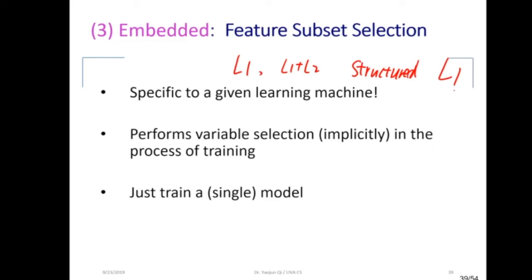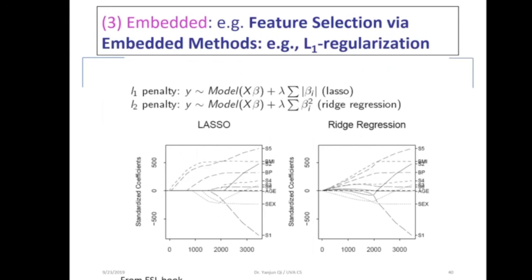If you're interested, I'm going to post a summary paper. Feel free to read it. It also helps with optimization. It has a lot of optimization background behind it. It takes some time to learn how to optimize this type of approach. So it's specific to that learning machine. It performs variable selection and prediction using a single model. But you have to perform hyperparameter tuning of that lambda.